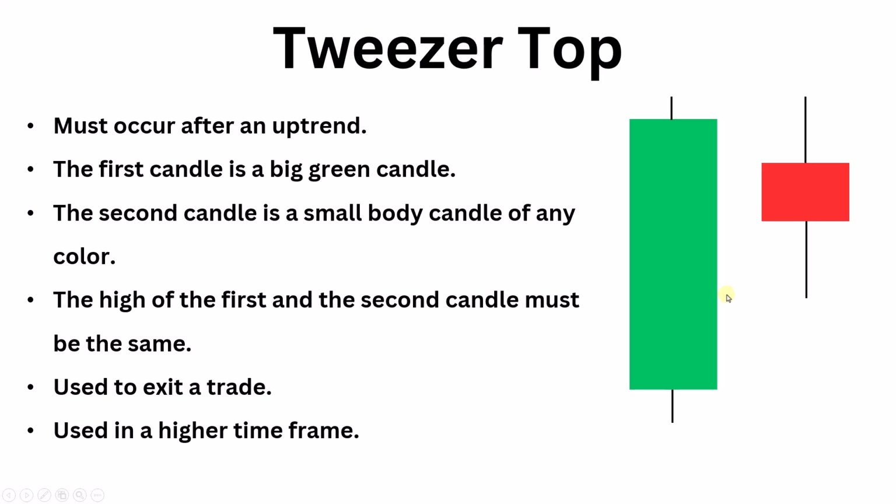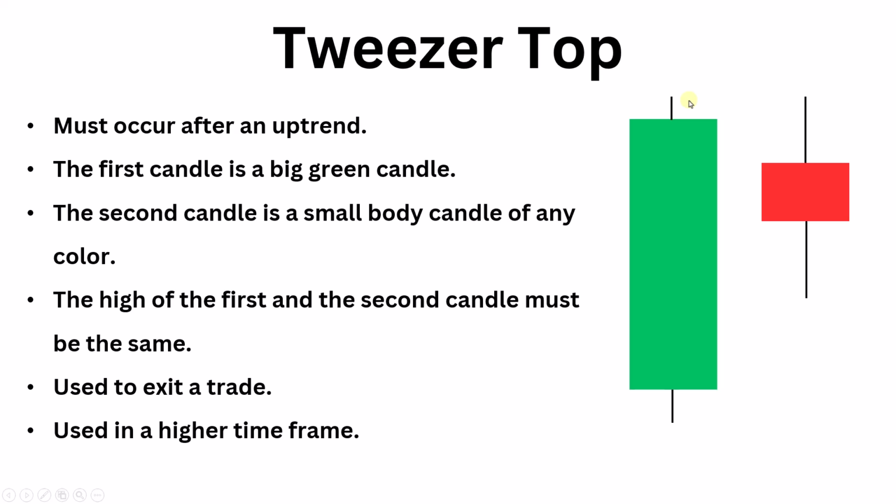Okay. Now this pattern is used in higher time frame only. Now what happens is, you will find tweezer tops and also tweezer bottoms frequently in lower time frames, and all those patterns are very less accurate, meaning the signals that you get in lower time frame are less accurate, and so we do not consider tweezer tops or bottoms in lower time frame.